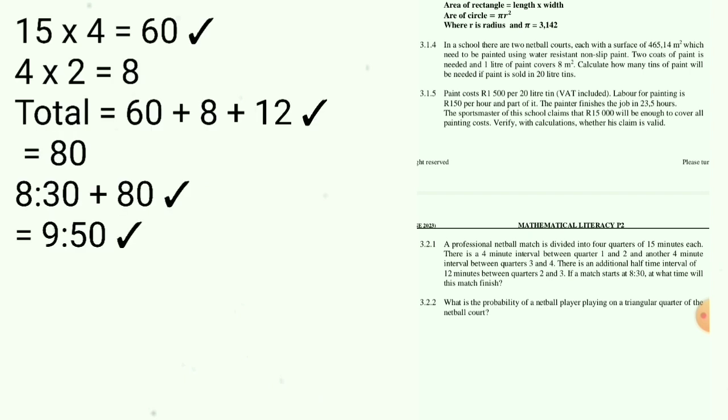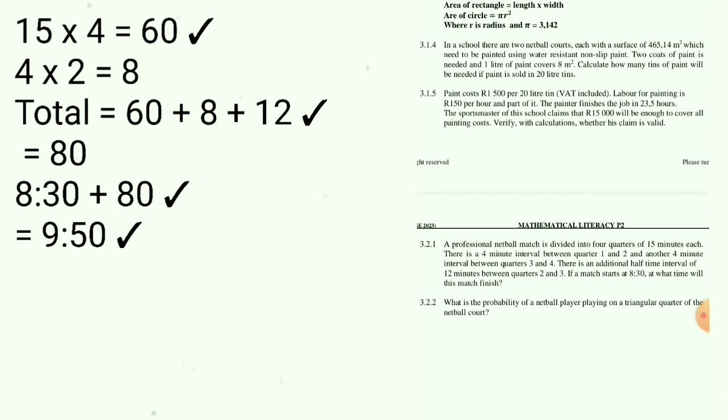3.2.1, 15 minutes, which is multiplied by 4. A professional netball match is divided into 4 quarters and 15 minutes each. That's why we multiply by 4. That simply means 15 multiplied by 4 is 60. And then we continue the question. Interval between quarter 1 and 2, and another 4 minutes interval between quarter 3 and 4. There are 2 intervals here. 4 multiplied by 2 equals 8. Okay, there is an additional halftime interval of 12 minutes between quarter 2 and 3. Okay, total equals 60 plus 8 plus the 12 minutes equals 80.